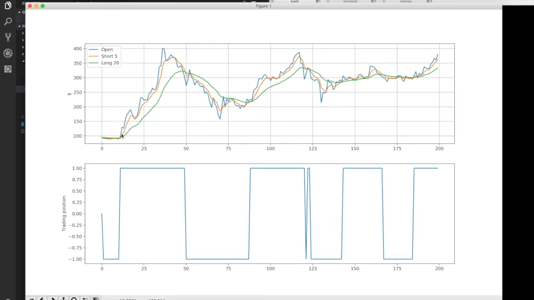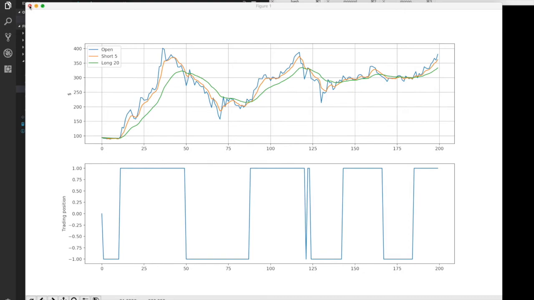This is a demonstration of the price of Bitcoin, which you can see in blue, a short moving average, which is based on the 5-day historical history, and then you have a longer moving average, which is based on a 20-day history. Down here, you can see the trading position. So when we have a value of 1, that is an indicator that we should go ahead and buy. And when we have a value of -1, that's an indicator that we should go ahead and sell. You can see that these switches correlate with the crossovers in the line.